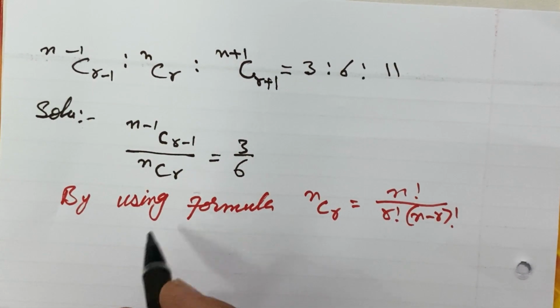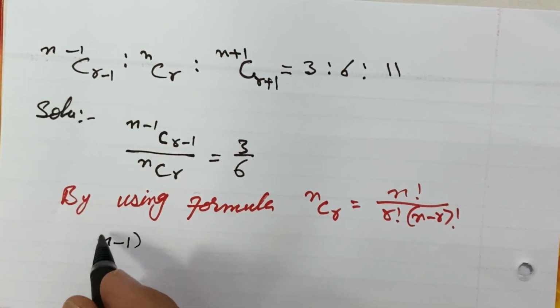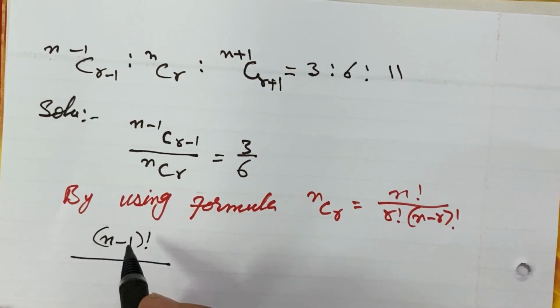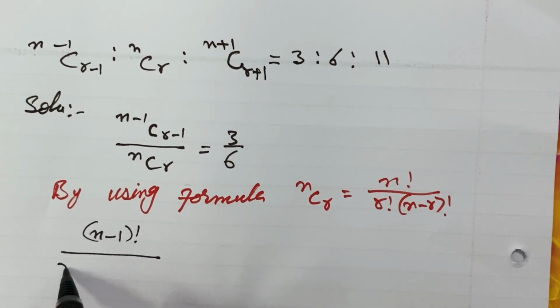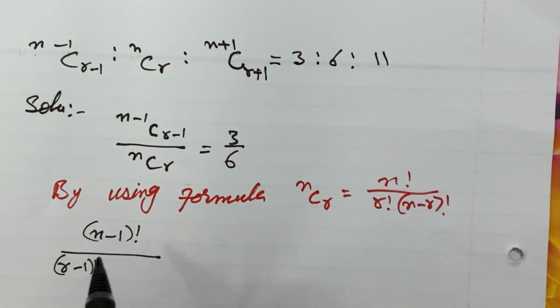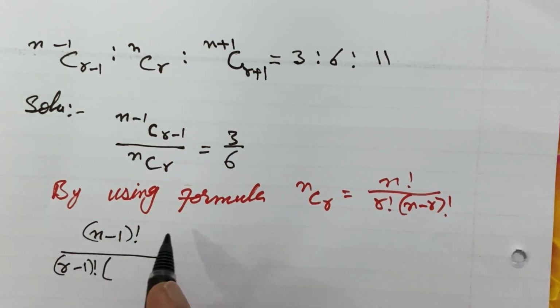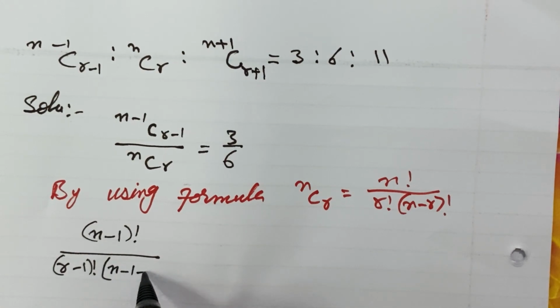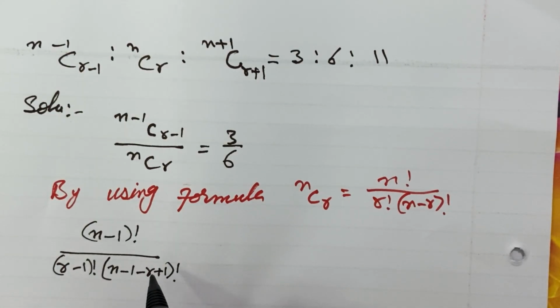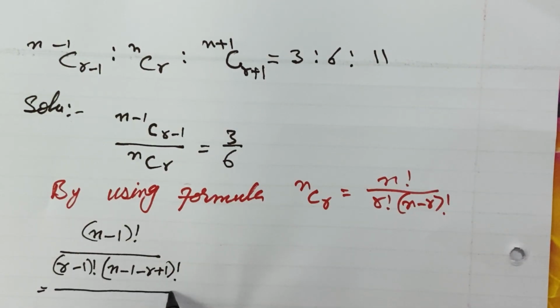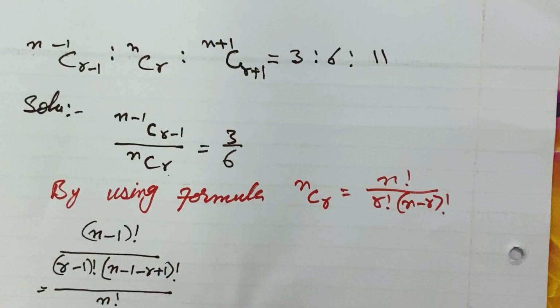Then (n minus 1) factorial over (r minus 1) factorial, and here (n minus 1 minus r plus 1) factorial, over nCr, n factorial over r factorial (n minus r) factorial. This one is cancelled with this.